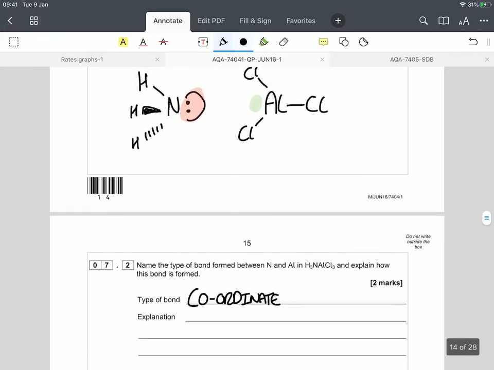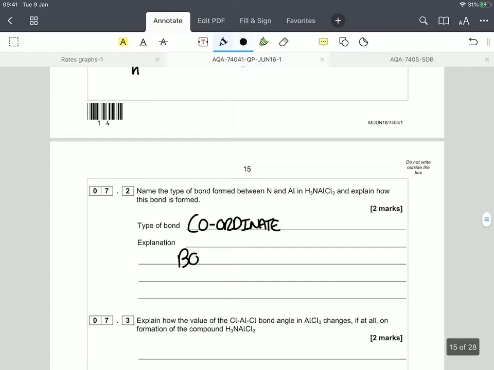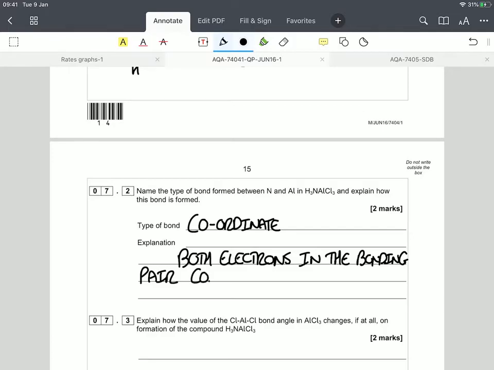Okay, explanation, we've already partly done that. Both electrons in the bonding pair come from, or are donated from, the nitrogen atom. Okay.